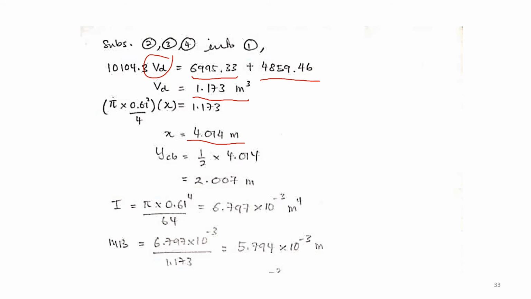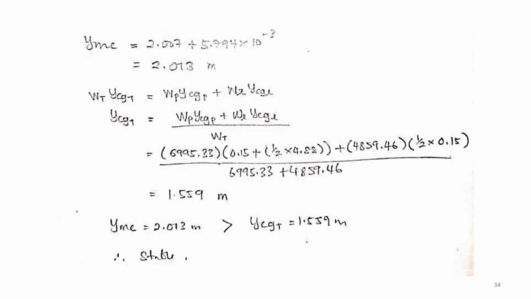2.007. And then for the second moment of area, it is a circle, because from above, we can see the object's area is a circle. Then we can find the MB using the formula I divided by VD. So we use the VD that we calculated previously. Then we can calculate YMC using the formula: YMC is equal to YCB plus the MB. Then YMC is 2.013 meter.